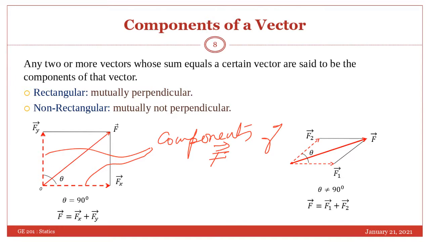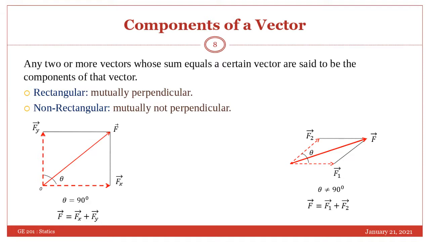Okay. Now if the angle between the two components is 90°, then in that case, these components are known as rectangular components. So we call them rectangular components when the angle between the two components is 90°, or when the components are perpendicular to each other. Like here, this theta equals 90°. So vector Fx and vector Fy will be known as rectangular components of vector F.